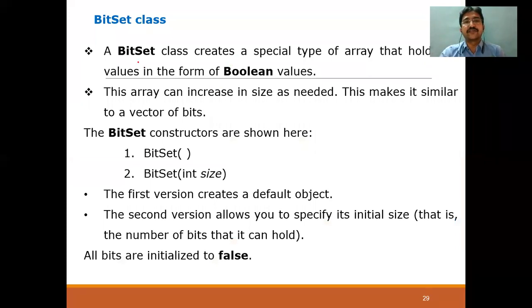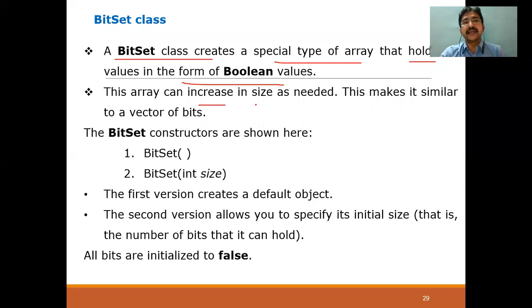Now coming to the definition of the Bitset class, a Bitset class creates a special type of array that holds values in the form of Boolean values. So already you are aware the Boolean values are nothing but 0 and 1, right? That array holds, means stores, values in the form of Boolean values.